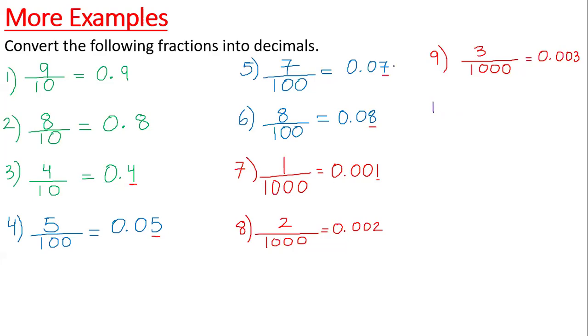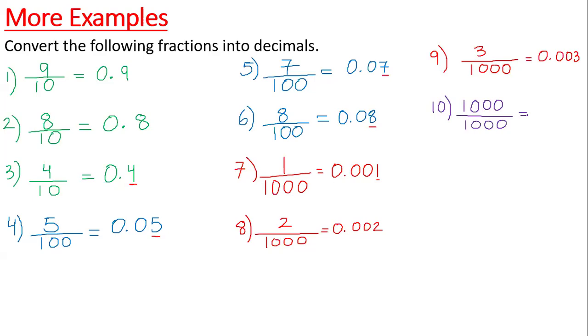Next, we have number 10. Let's say we have exactly what Cleveland told us: 1,000 over 1,000. That's gonna be what? That's 1,000 into 1,000.